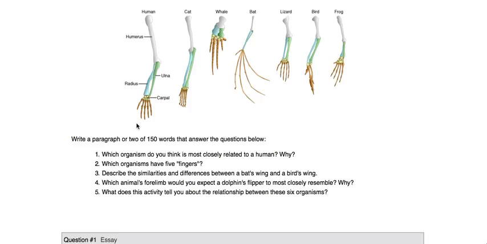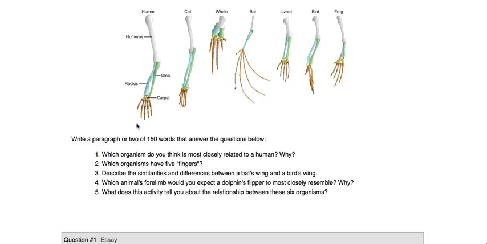So it tells you to write a paragraph or two of 150 words that answer the questions below. Now, I'm not necessarily going to do word counts. In fact, if you want to write a sentence or two for each answer, I'm okay with that. I'm not looking for lengthy answers. I'm looking for your ability to correctly answer the questions and be succinct about answering them.